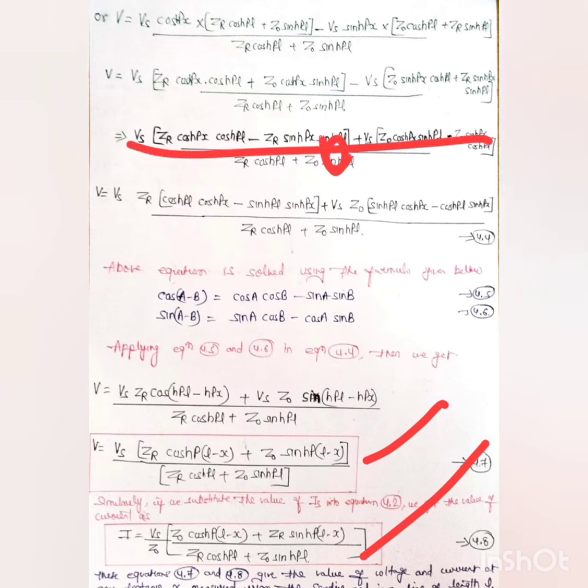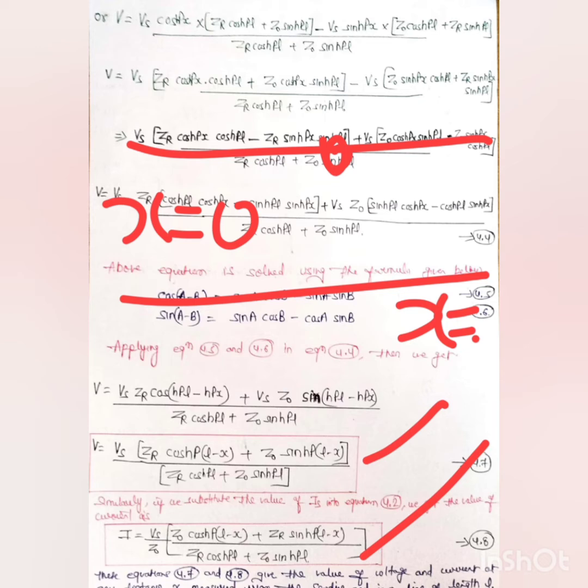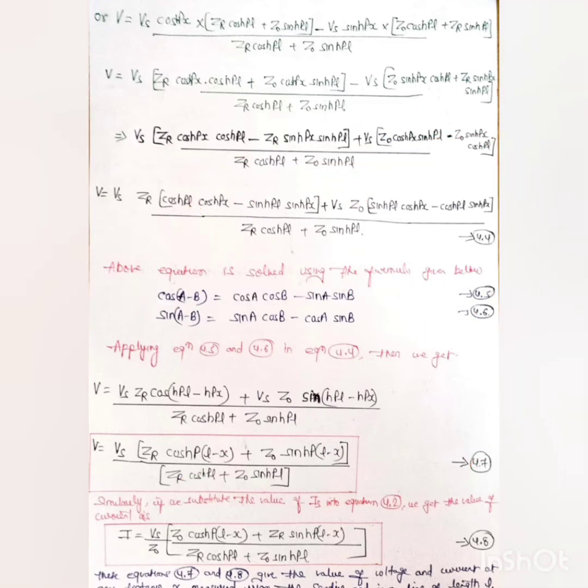If we want to measure voltage, this is x. This is x equals 0, and the overall length is x equals l. If we want the voltage and current at this point, then we can easily find out from this particular relation. So this particular equation gives voltage and current.